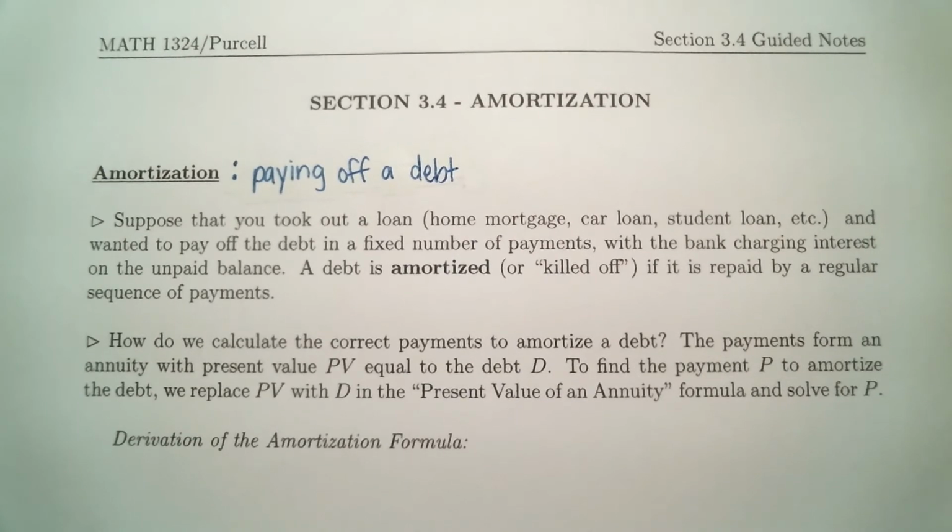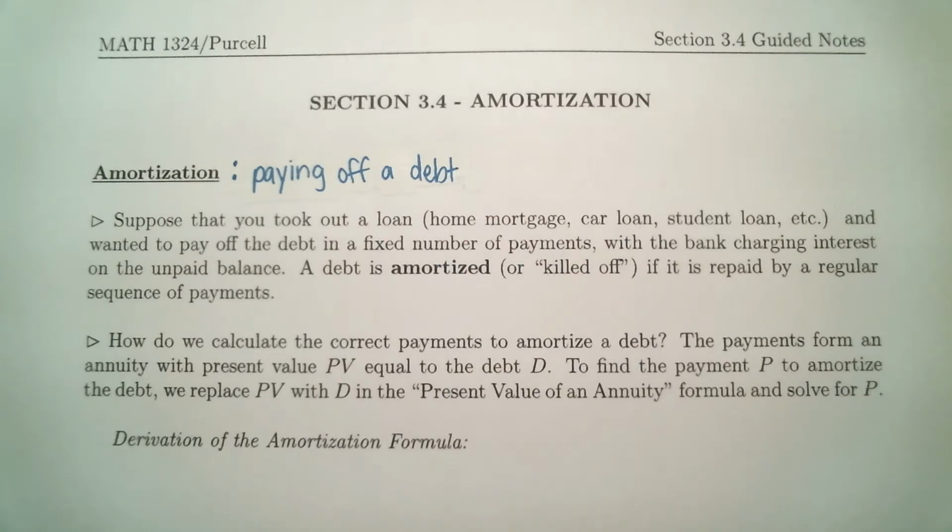It says, suppose that you took out a loan, either a home mortgage, a car loan, student loan, something like that, and you wanted to pay off the debt in a fixed number of payments with the bank charging interest on the unpaid balance. A debt is amortized or killed off if it is repaid by a regular sequence of payments.